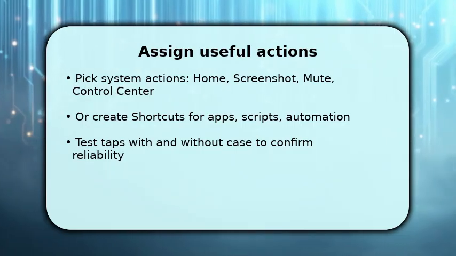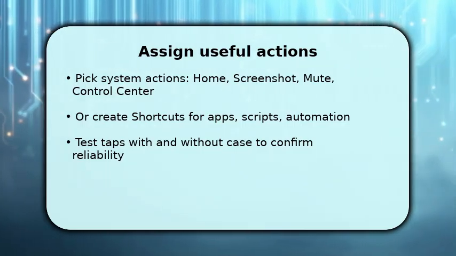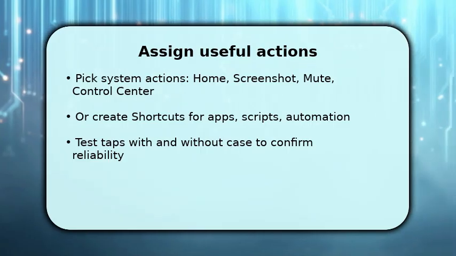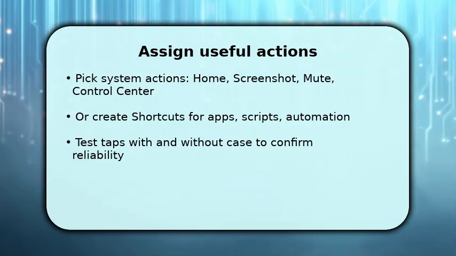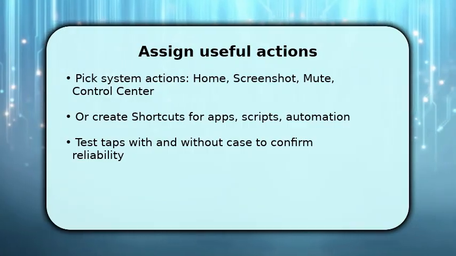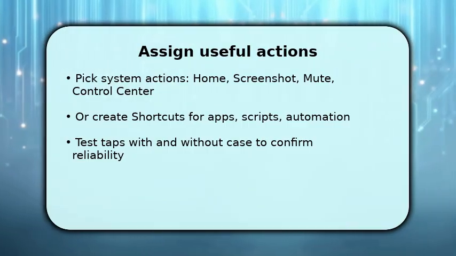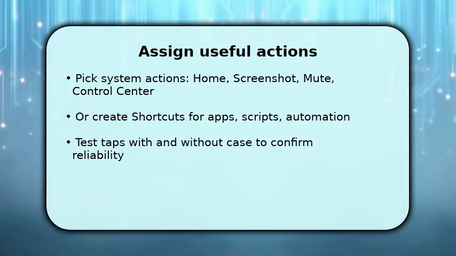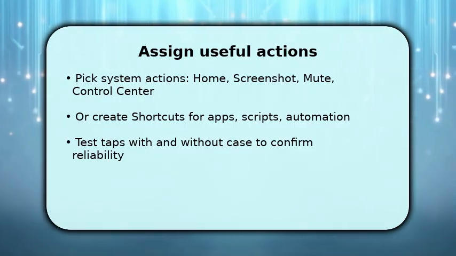Launch a camera, toggle a HomeKit scene, or start a timer. Create and test a shortcut first so you know what runs. Once set, try double and triple taps to compare responsiveness, and adjust if the gesture conflicts with other controls. If it misses, change sensitivity by altering case or tap pattern.